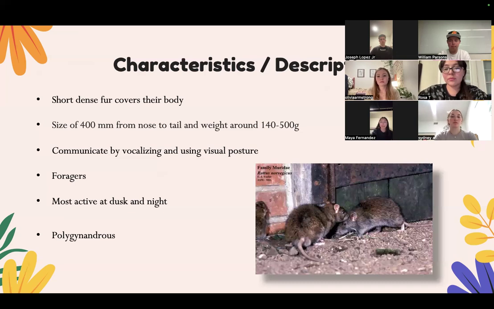They're most active at dusk and at night, and they're polygynandrous, which just means that both females and males have different sexual partners throughout their life. Males reach sexual maturity at about 3 months, whereas females reach sexual maturity at about 4 months. Like Rosa mentioned, their mating is not seasonal, but it does happen in warmer months. And a female can have up to 7 litters in a year, with each litter consisting of 8 pups. And the female actually goes into estrus, which is just heat, 18 hours after giving birth, which goes hand in hand with this being an invasive species and being able to reproduce very quickly.